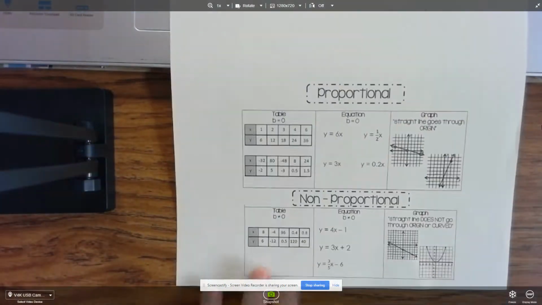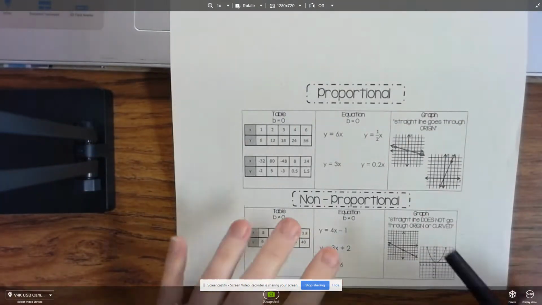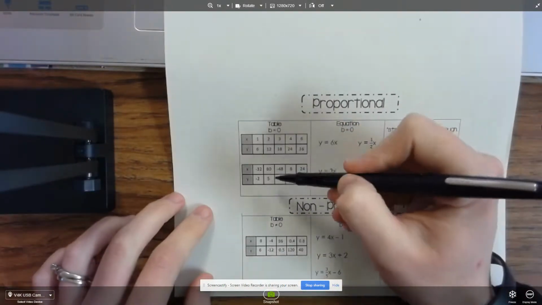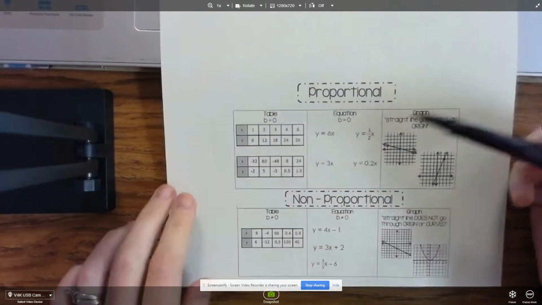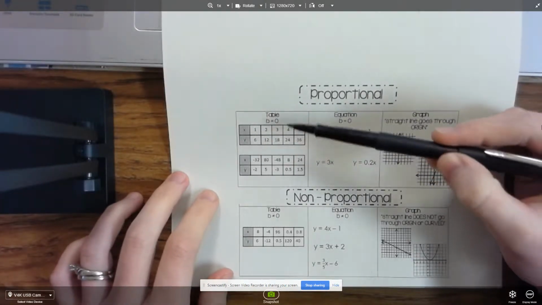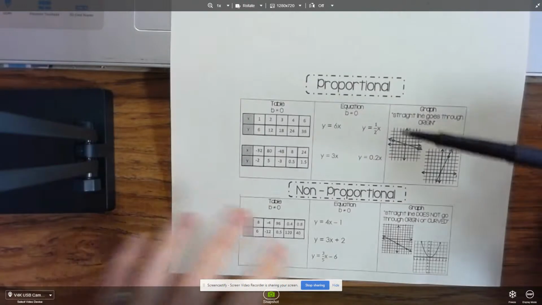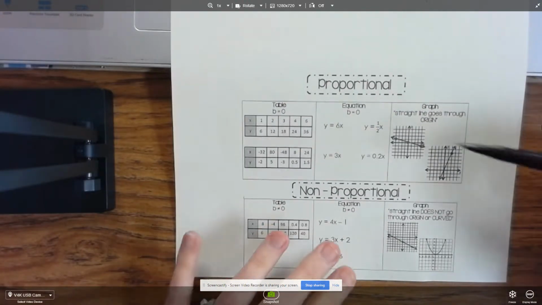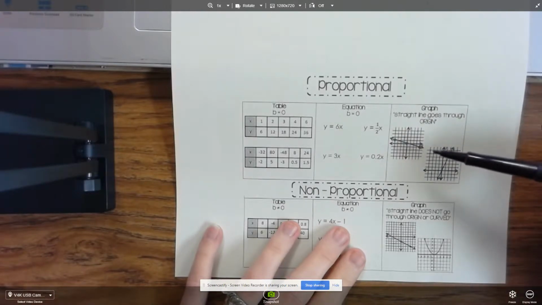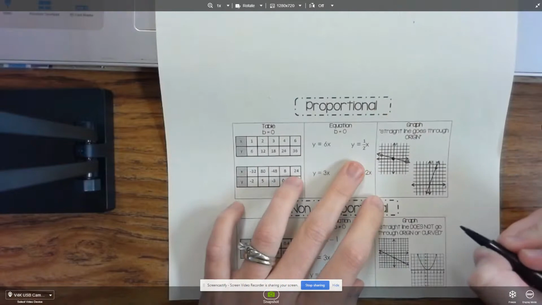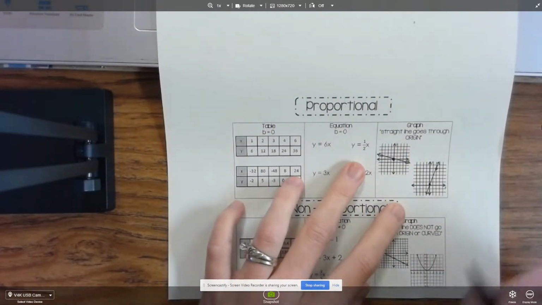This video is for proportional and non-proportional relationships. So in a table, if it's proportional and we type this into our calculator and do linear regression, we are going to get a B value of 0. Only if we get 0 is that a proportional relationship. With equations, there's nothing added or subtracted to the end. And in the graph, it is a nice, pretty straight line, and it has to go through the origin. It has to cross right there at the origin for it to be proportional.